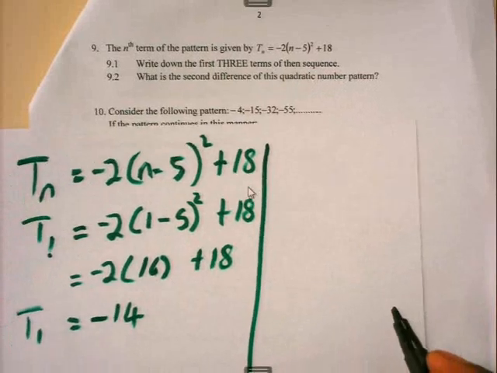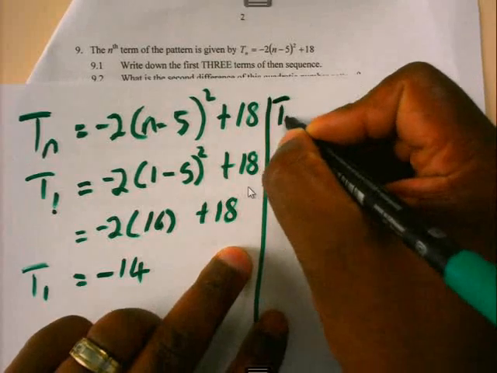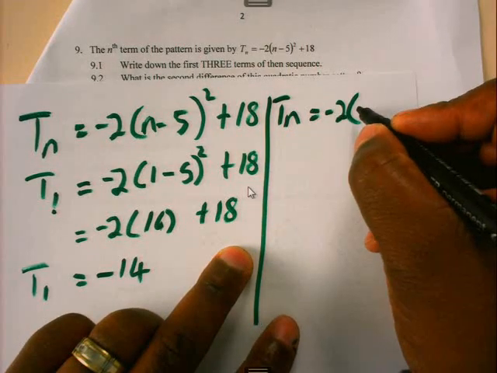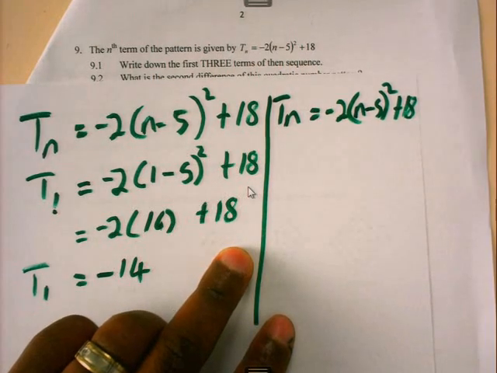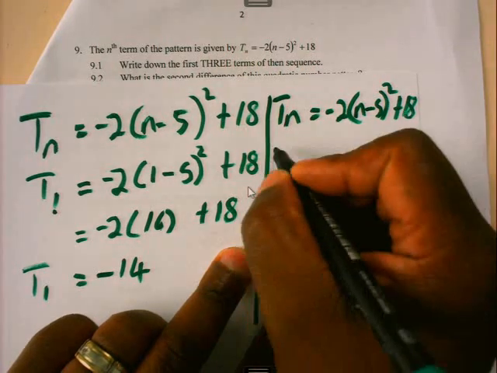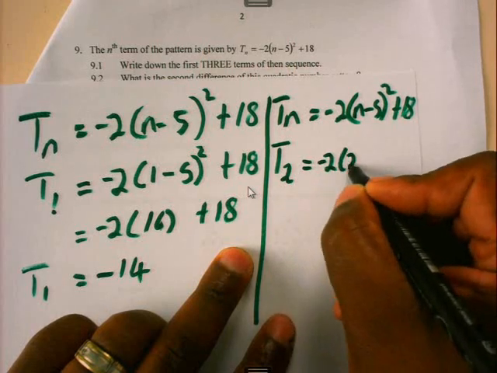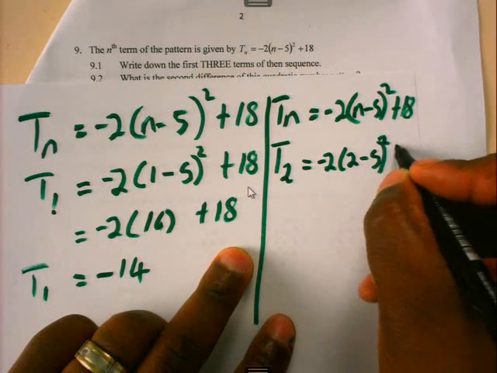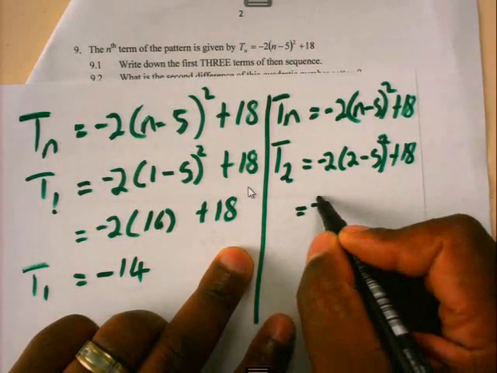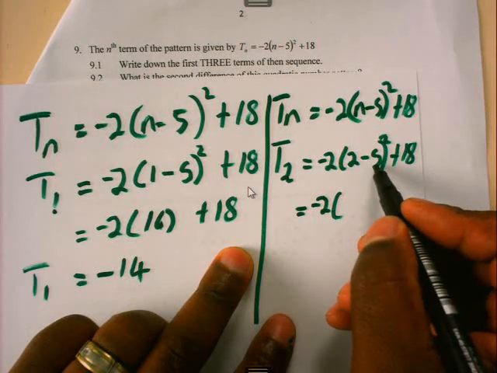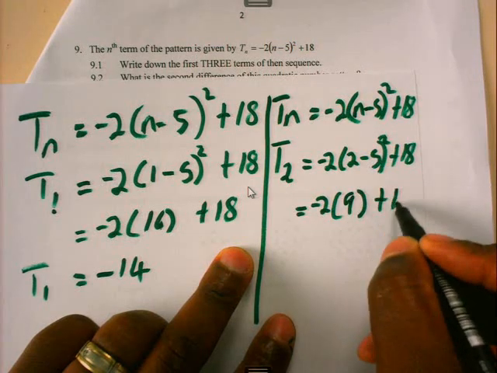For the second term, you write down the formula again. Tn equals minus 2 (n minus 5) squared plus 18. Now, because we determine the second term, we substitute n by 2. Minus 2 (2 minus 5) squared plus 18. Let's simplify it further. 2 minus 5 gives you negative 3. If you square it, it will be 9, plus 18.